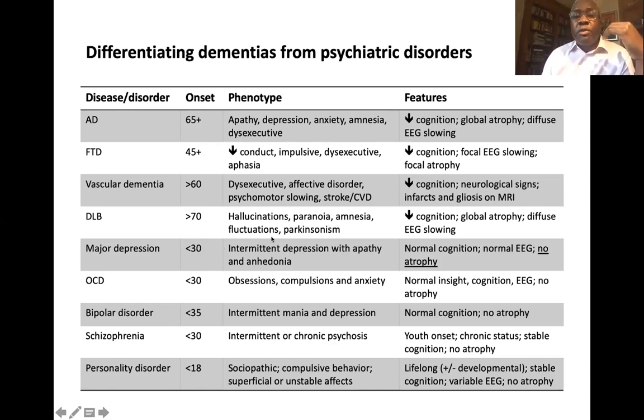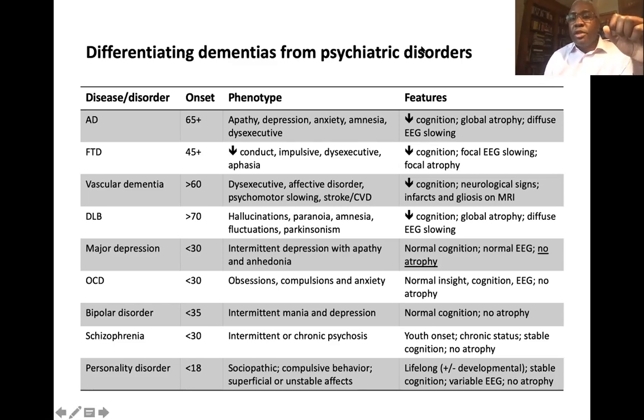If it's dementia with Lewy bodies, hallucinations and paranoia would be the most prominent thing. If it's a vascular dementia, you'll hear a story about a stroke. When you do the neurological examination, you'll see, or should see, some evidence of a stroke, and so on. So with the clinical history, you can make a lot of decisions.